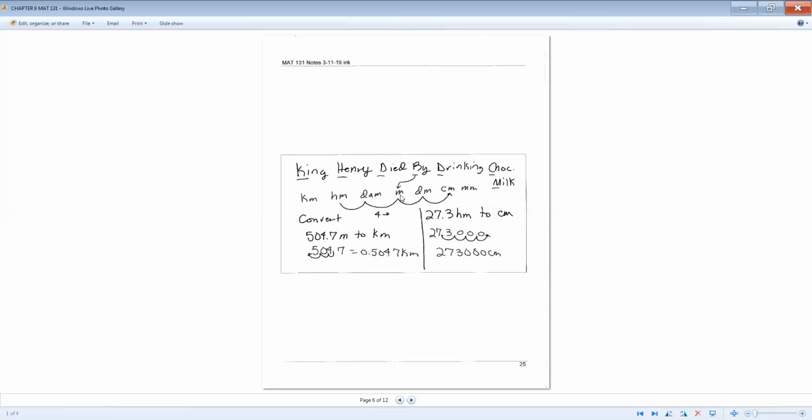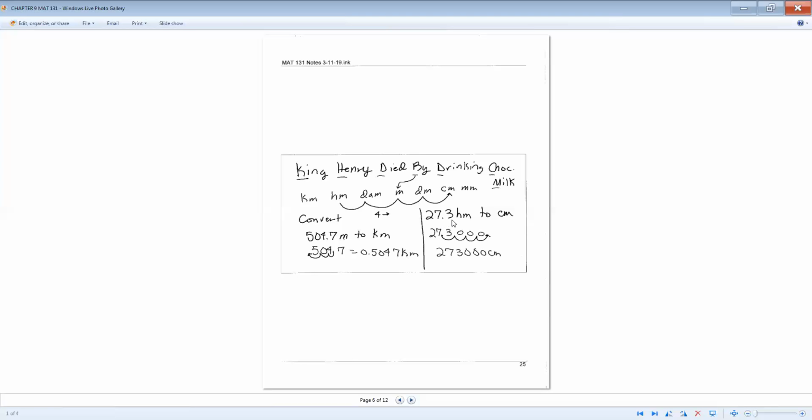So this is why the order matters, because if you have the wrong order, then your shifting of the decimal will be incorrect as well. So you start off in meters, and to get the kilometers, you go 1, 2, 3 to the left. And that's what we do with our decimal. Find your decimal, go 1, 2, 3 to the left, and that's 0.5047 kilometers.